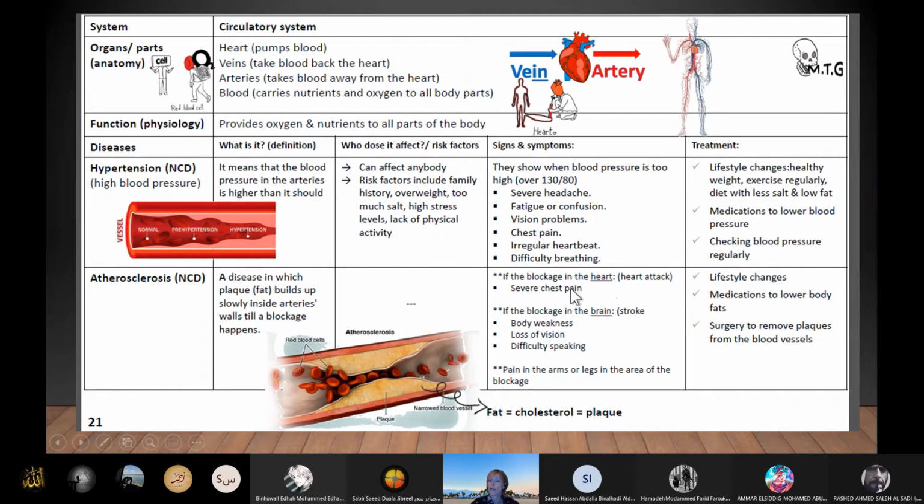If you have a heart attack, you could have severe pain in your chest. And if you have a heart attack, or a blockage of an artery in your brain, this may cause weakness and loss of vision and difficulty speaking. Lifestyle changes and medication are indicated for both of those as treatment, and also surgery to remove this blockage. Okay, so that's the circulatory system.